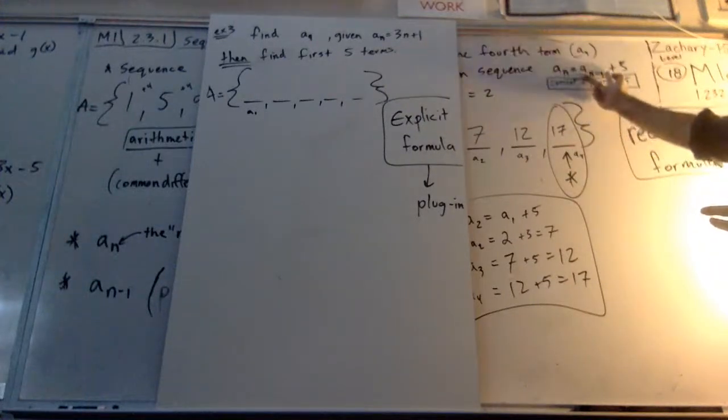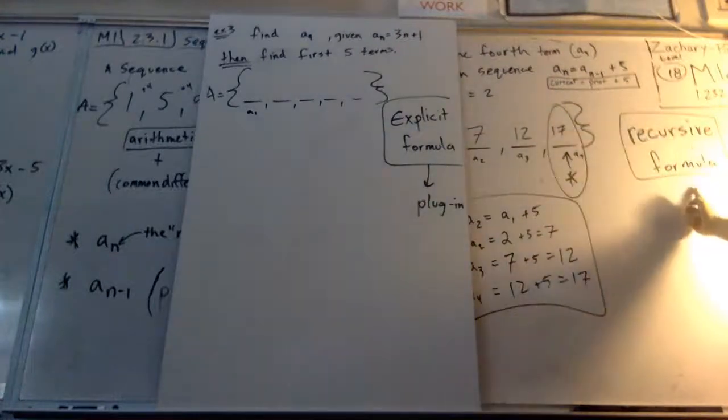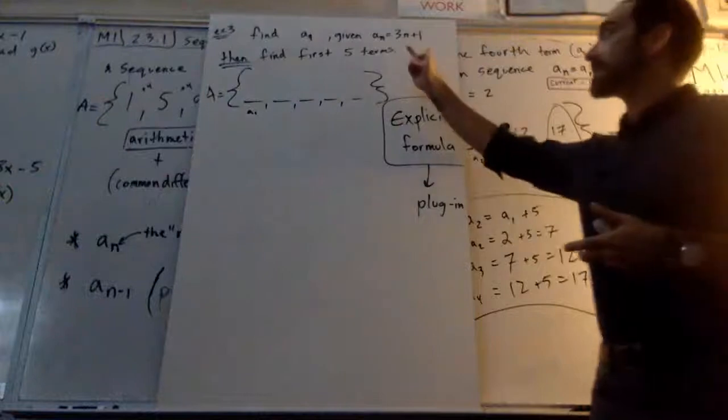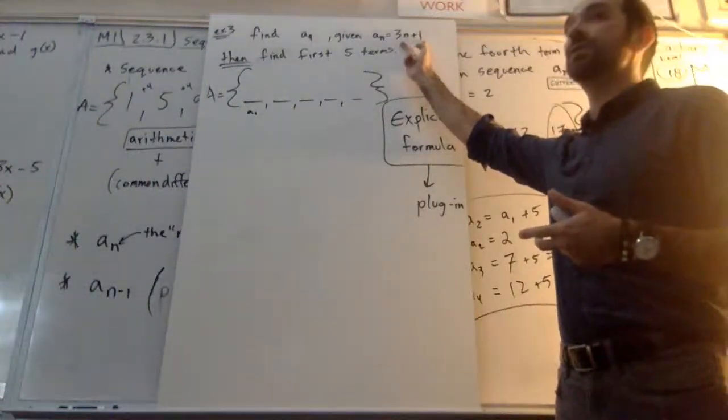So this is when we are having a recursive formula. This is an explicit formula. It's explicit because it doesn't relate to a term.